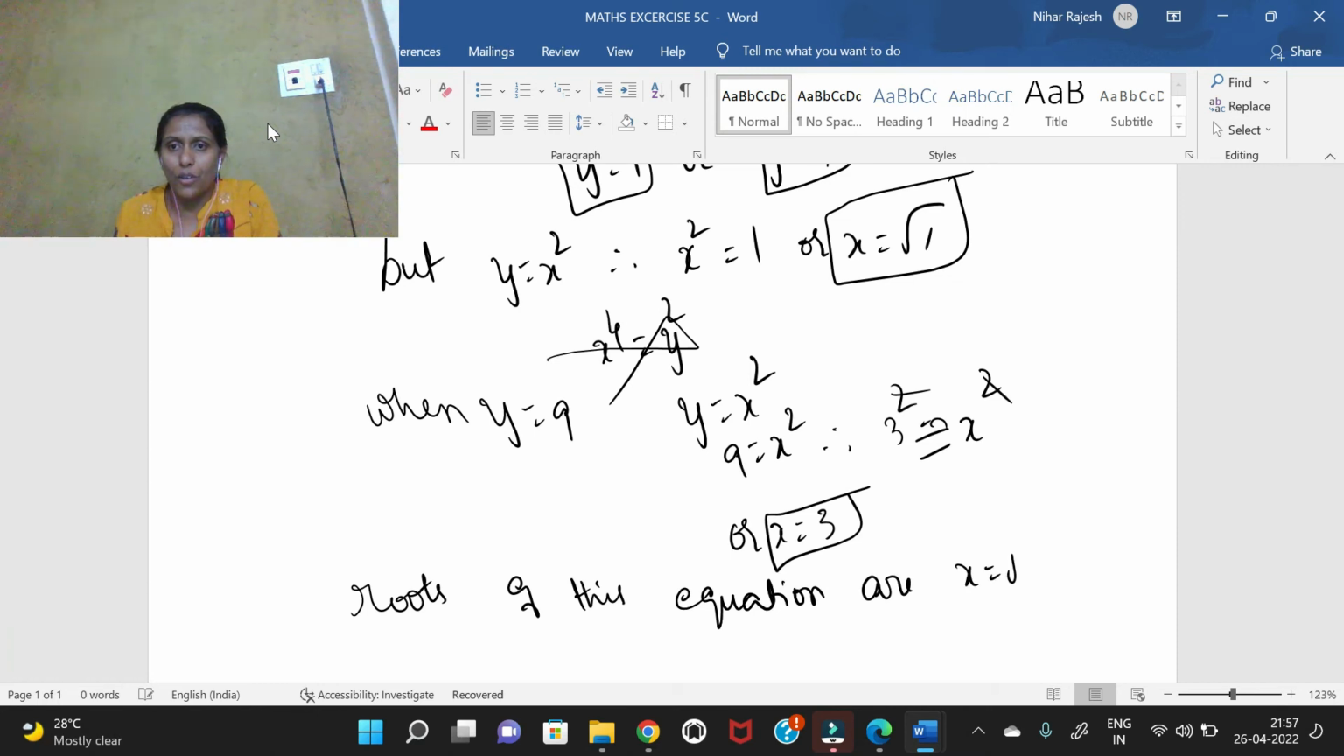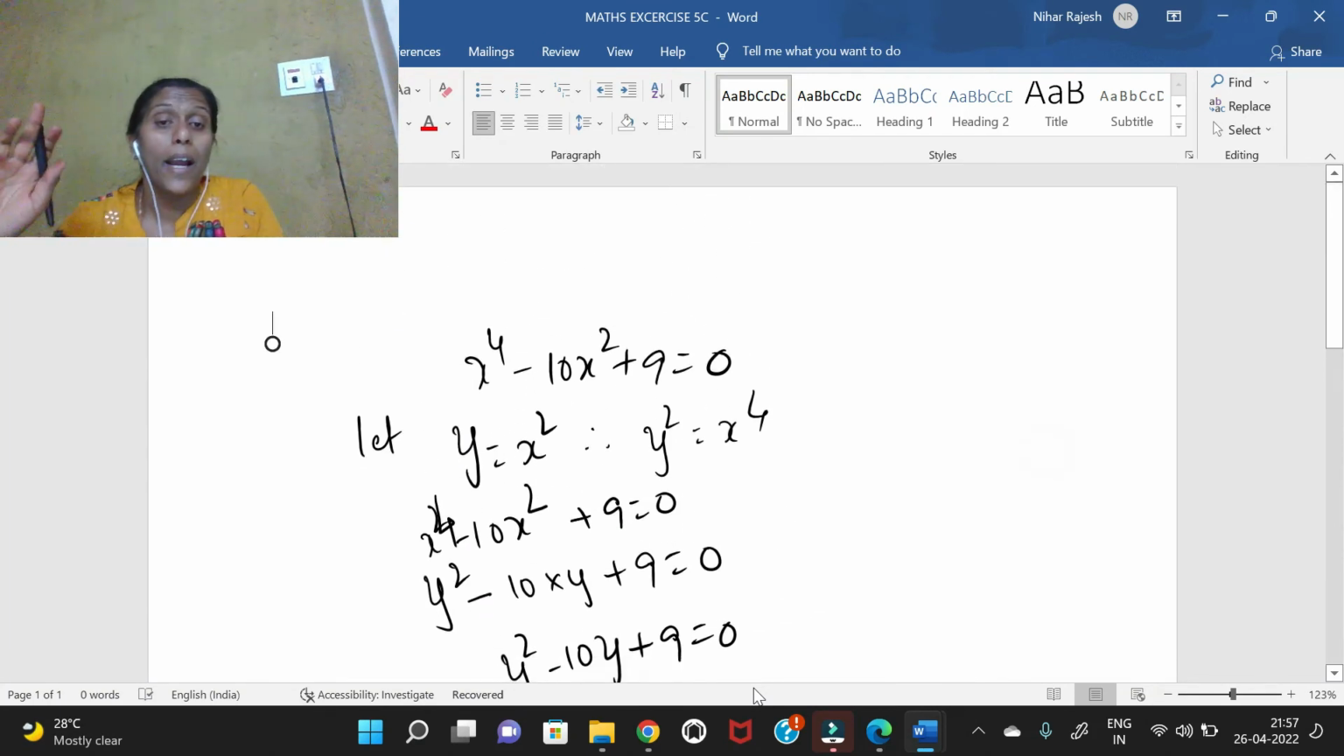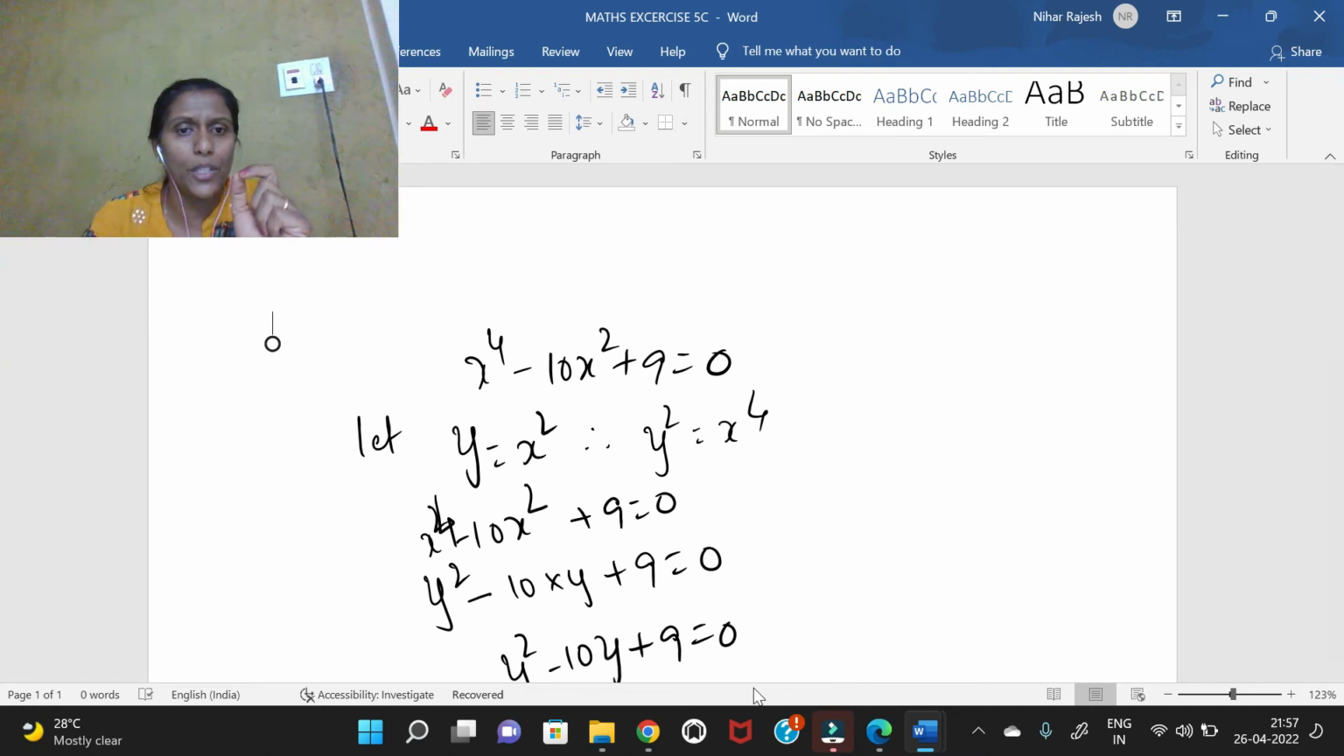X is equal to root 1 and x is equal to 3. Right? Okay. So, what we did here? Let's come back quickly. x to the power 4 minus 10x square plus 9. Is it required for me to change it to y? Should I take another variable called y? Yes, we are supposed to take. The reason is otherwise it will not be a quadratic equation.